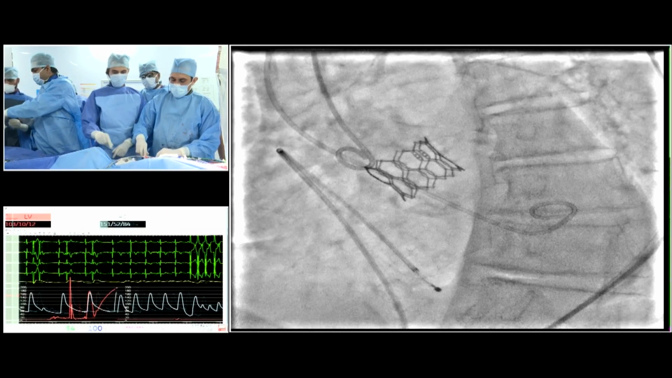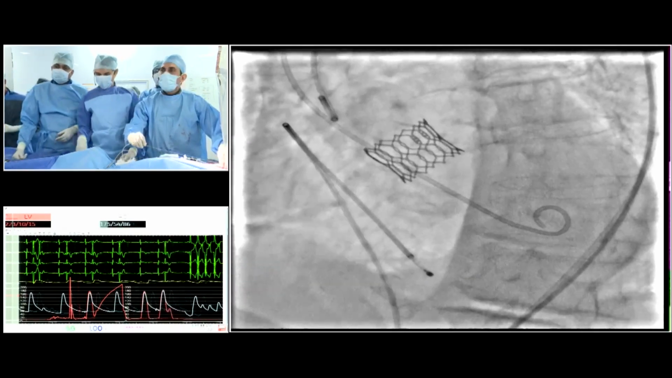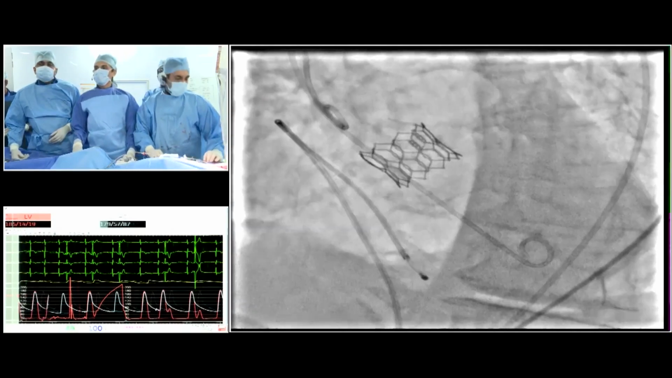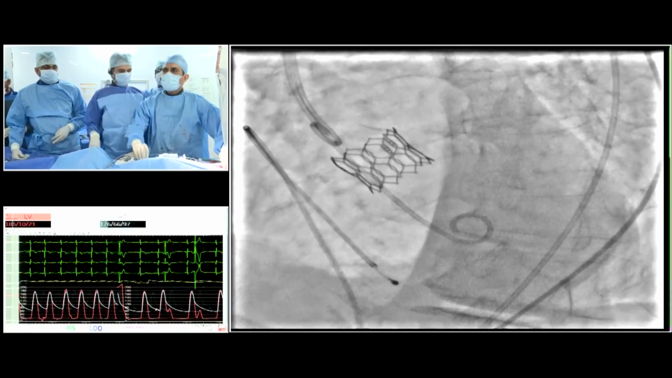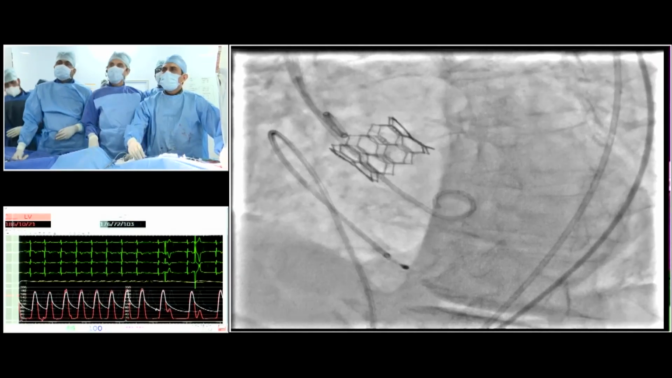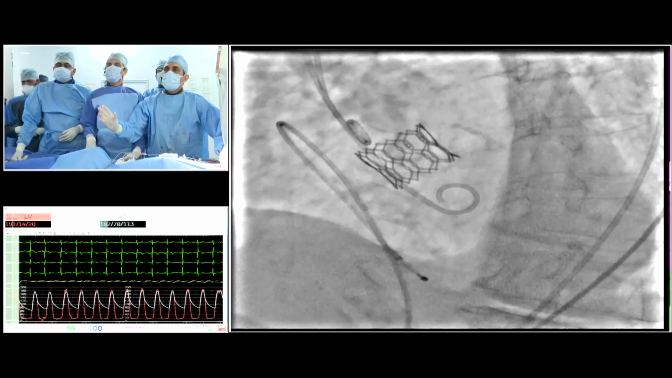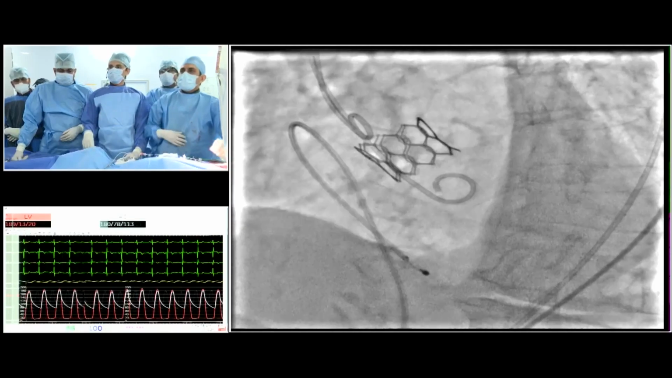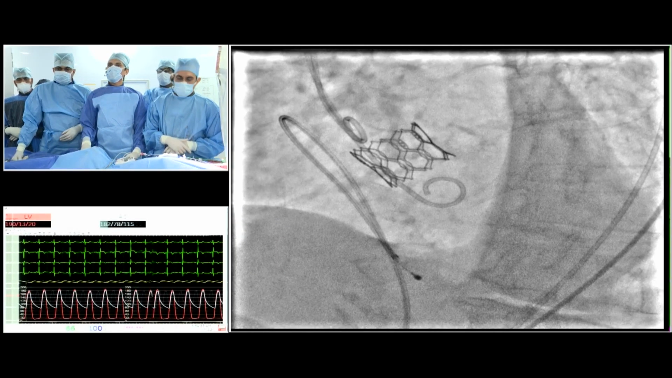Okay, let's go LAO cranial. Very nice. So in the lower row of cells, you have the external and the internal skirt, but the upper row is completely free, of course. More LAO. You could see, yeah, good. Go slightly cranial. Good. You can see the interlace struts of the octagon. By the way, it seems like an ideal valve. So, we'll take a picture.